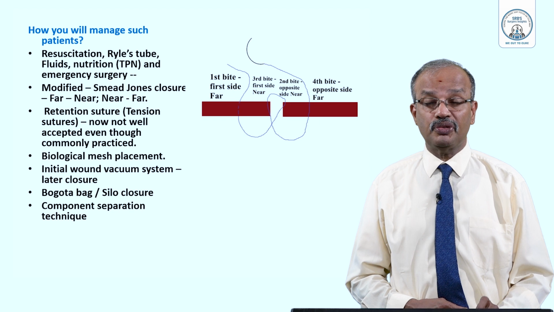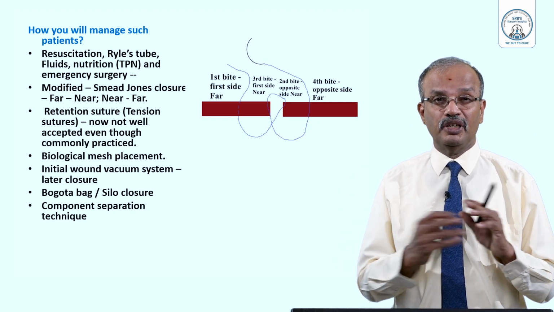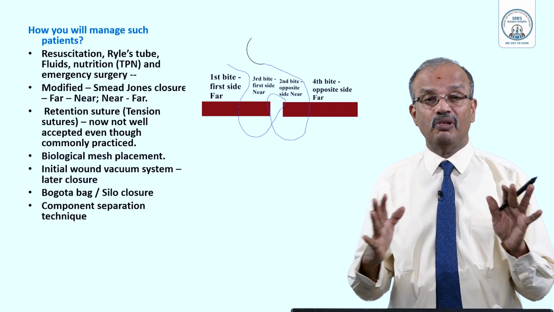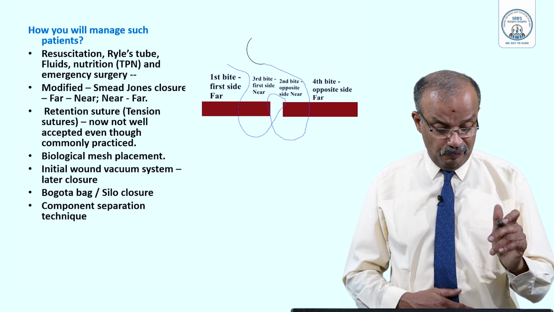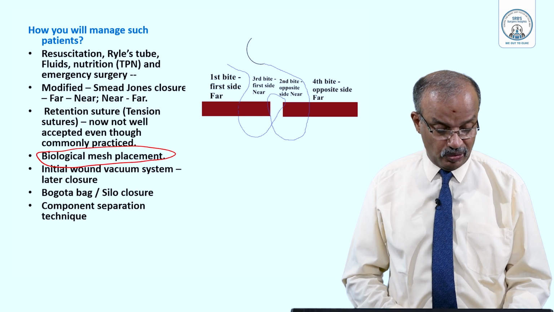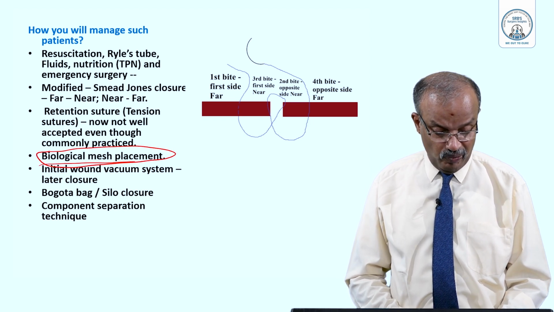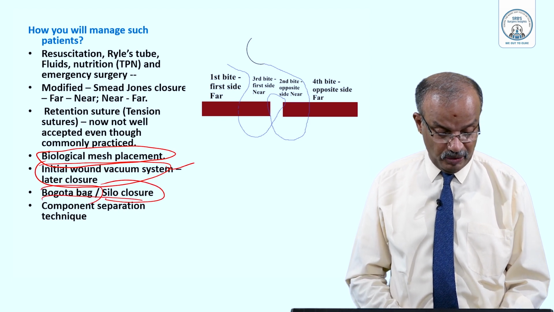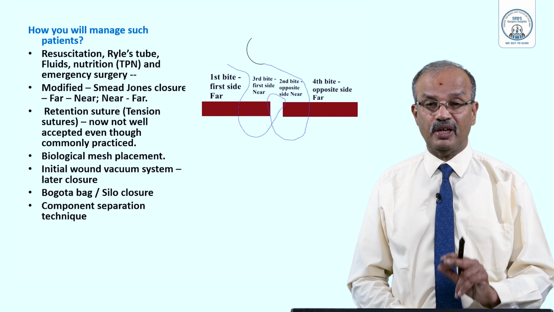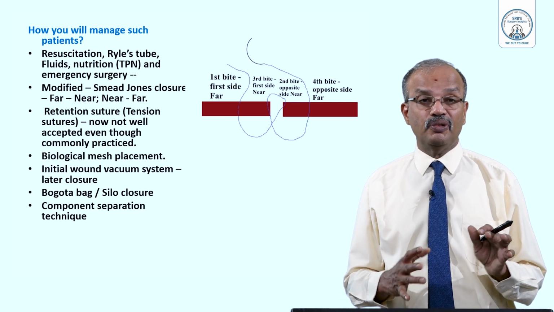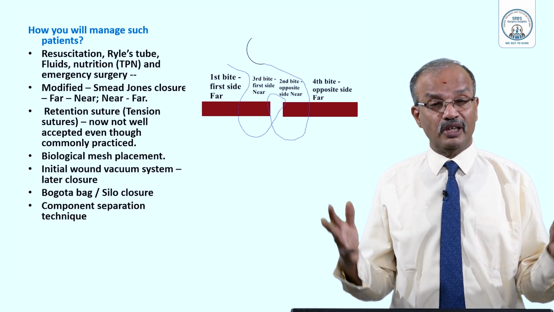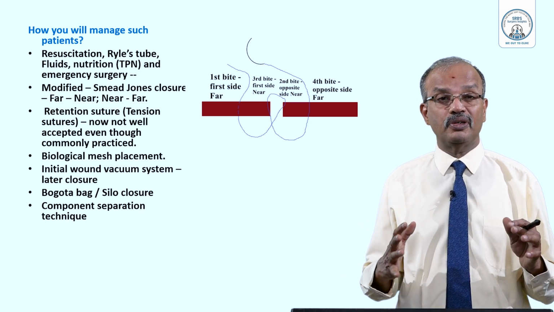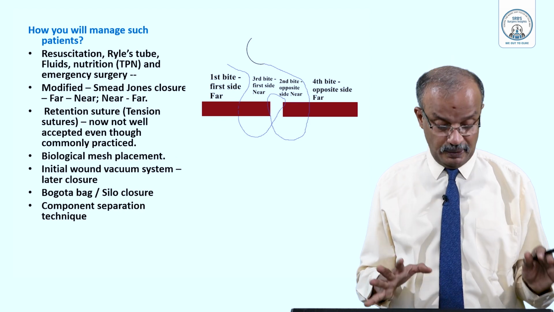Biological mesh placement: the usual traditional mesh cannot be used in an infected area. Prolene mesh you can't use, even dual mesh we can't. All those meshes are used in a clean, sterile area only. In an infected area you can use biological mesh if it is available, but it is very costly. Initially the wound vacuum system is also very useful. Bogota bag, silo closure, and component separation are different methods you can use in this patient to close the defect. Once we come out of the sepsis, you can put a graft, redo surgery, or put a mesh later. Once sepsis comes under control, it heals completely without any infection.